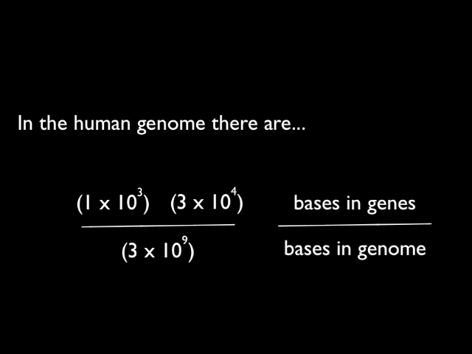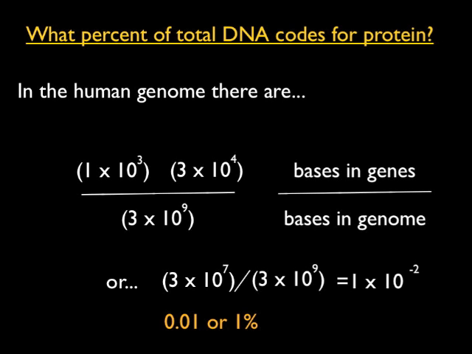To calculate the percent of the total DNA that is in our genes, you need to divide the number of bases in the genes by the number of bases in the genome. Percent is part divided by whole. The percent of total DNA contained within the genes would be 3 times 10 to the 7th divided by 3 times 10 to the 9th equals 1 times 10 to the negative 2, which is 0.01 or 1%. Remember, you need to add exponents when you multiply and subtract exponents when you divide.